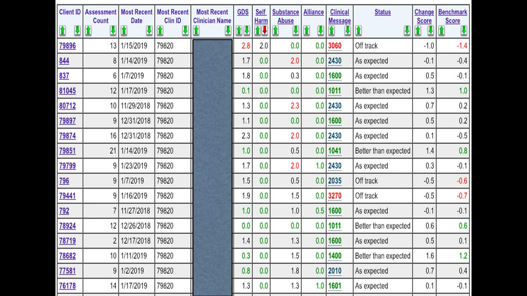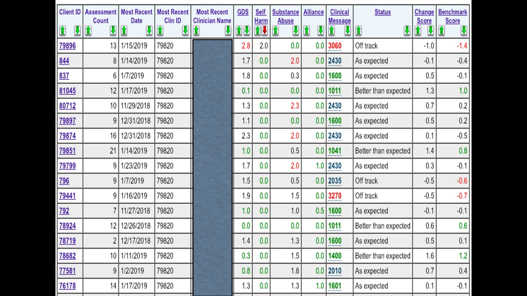And so now you can drill down into the individual categories on this person's caseload for each specific client, and you'll see the different metrics for each section along with a benchmark score indicating how each patient has progressed as compared to comparable patients within ACORN's database, which is made up of millions of data points. And the most important categories that we're looking for are the global distress scale, self-harm, therapeutic alliance, and clinical message.